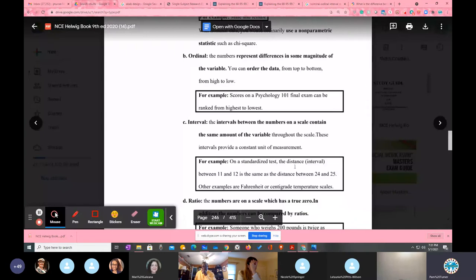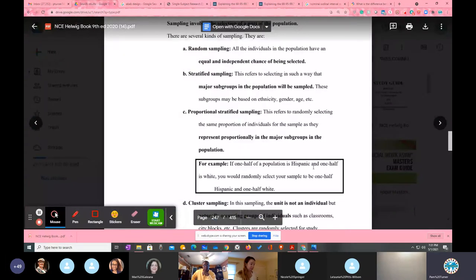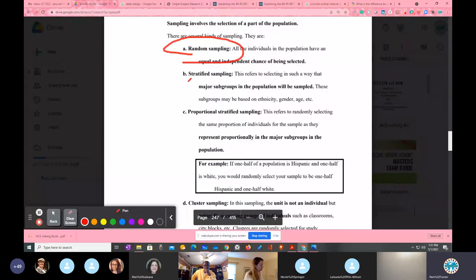Okay. Some types of sampling you need to know. Random sampling means I stand out like anybody. Just random. Stratified means I'm looking for a certain group. So if it's stratified, I am looking for only men, only women, people who are 6 foot tall and taller, people who are younger than 3, very specific stratified.